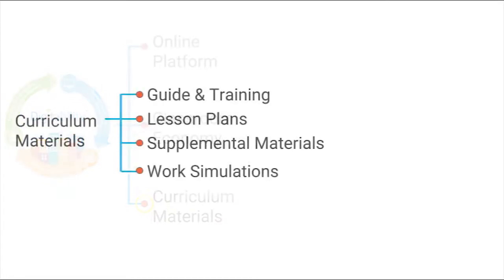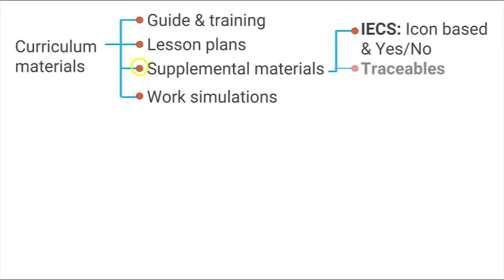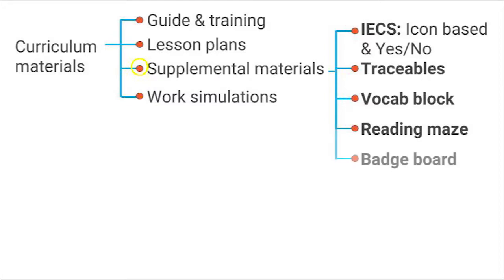Let's continue looking at curriculum materials. You know that supplemental materials accommodate each of the lesson plans and are differentiated so that a wide range of learning profiles can access the content of the lesson. You also know that types of supplemental materials include image exchange cards, traceables, vocabulary blocks, reading mazes, badge boards, word walls, and show what you knows.